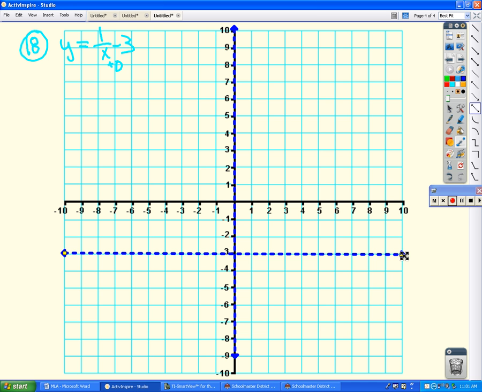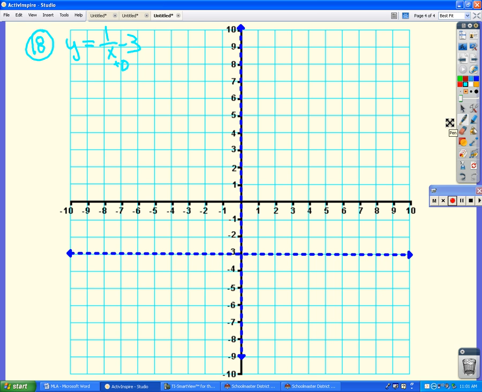So once again, if you want to be fancy, pick a number for x, plug it in, find a point, and that'll tell you how far away the graph should be from the asymptotes. I don't really care. Okay? And here are the asymptotes.